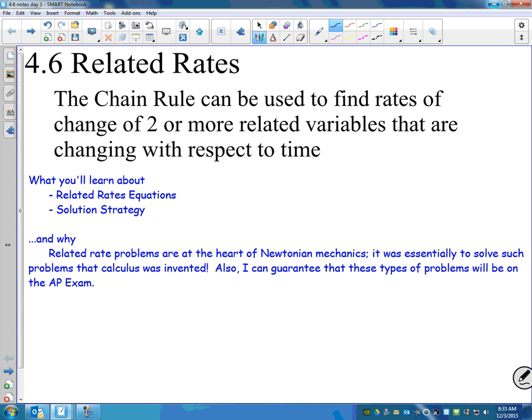Related rate problems are at the heart of Newtonian mechanics. It was essentially to solve such problems that calculus was invented. And then this is my extra stuff. Also, this is going to be on the exam. So if you're not as excited about Newtonian mechanics, this is part of why calculus.